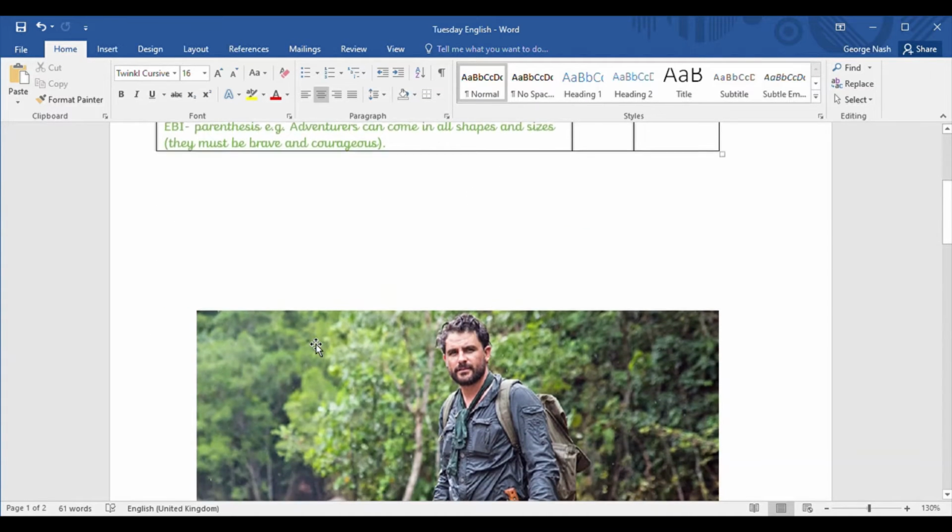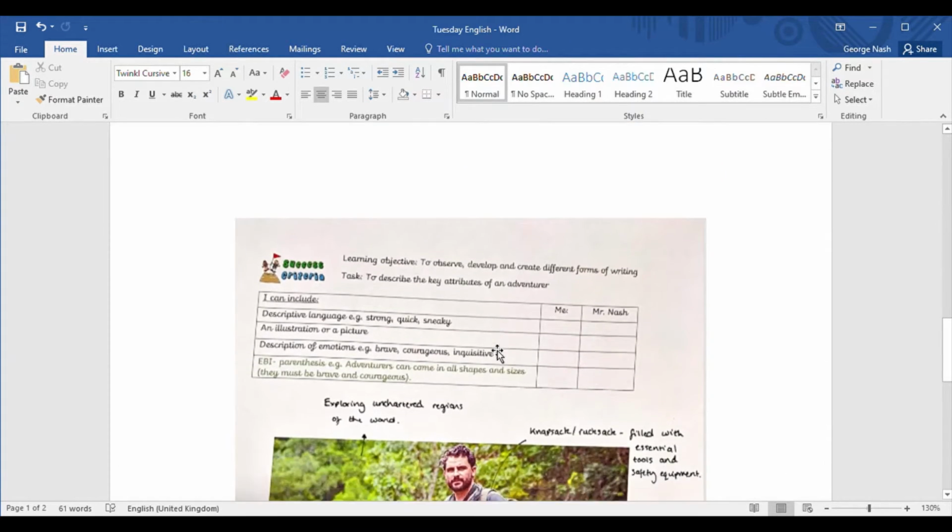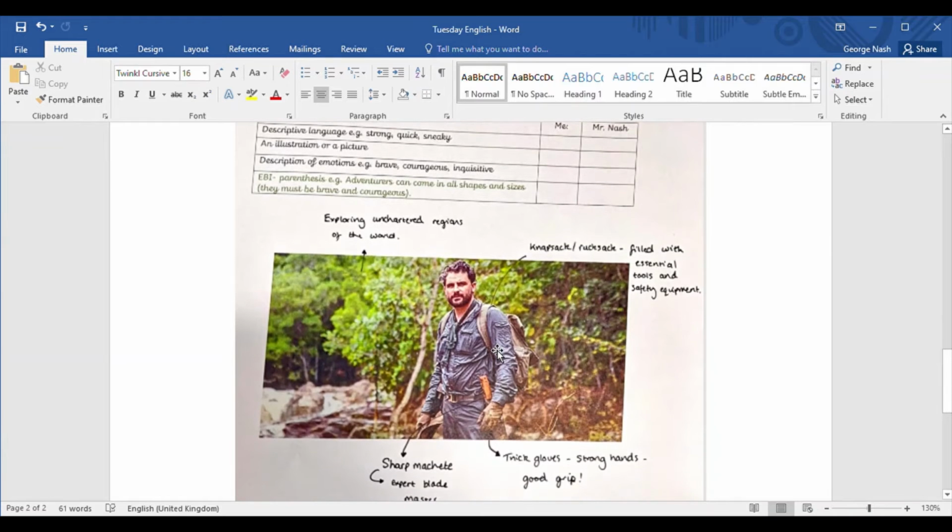Now I found a picture online of this chap here who looks to be an adventurer. And then quickly I used the sheet to begin with. I didn't create a spider diagram, but I labelled the different things I could see. So I said here that the person looks to be exploring uncharted regions of the world. Now, uncharted just simply means somewhere that hasn't really been discovered yet, or perhaps put onto maps. So they're going to places that haven't been explored.